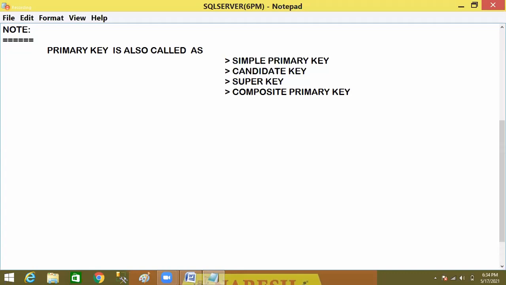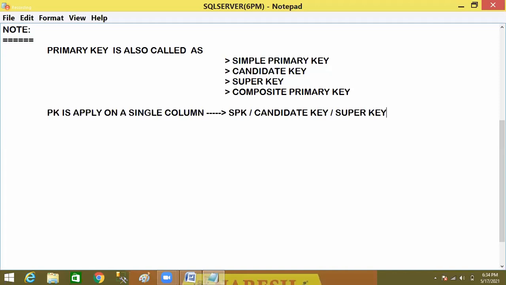remember this: when a primary key is applied on a single column, every single column primary key we call a simple primary key, or a candidate key, and even a super key. A simple primary key we call a candidate key, and we call a super key, right?